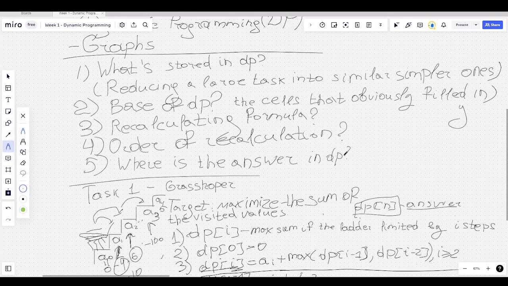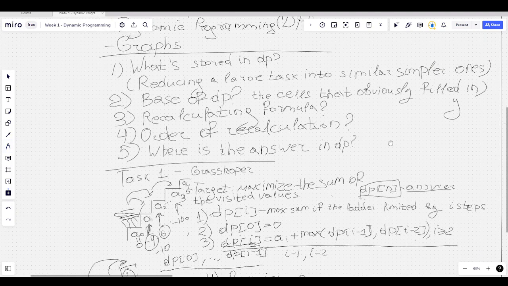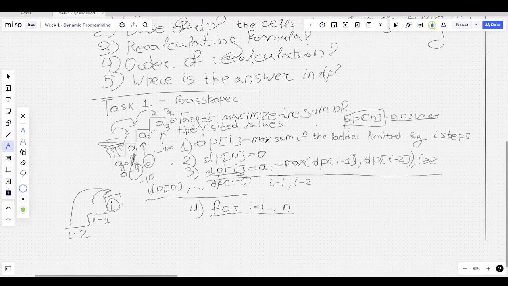And the first question: what is stored in DP? We store the max sum if the ladder is limited by e steps. Okay, the second question: base of DP. Let's suppose that the first ladder will contain null, because when our grasshopper begins to jump, he takes nothing.